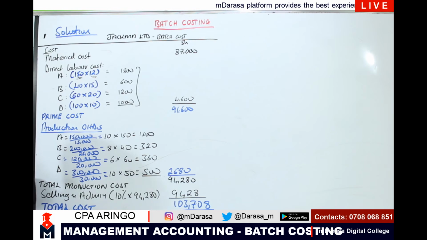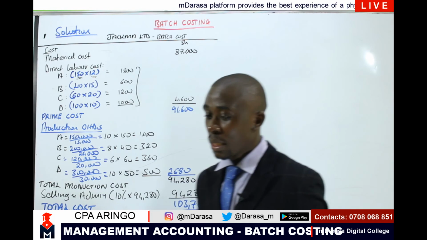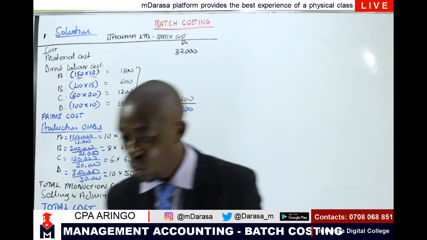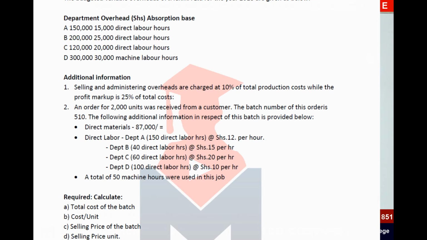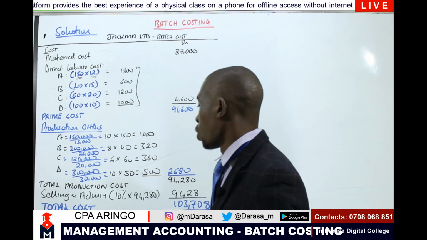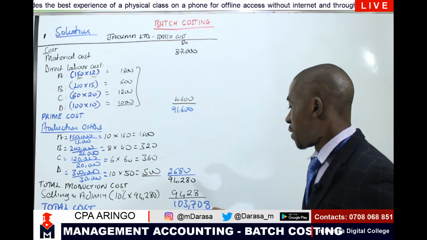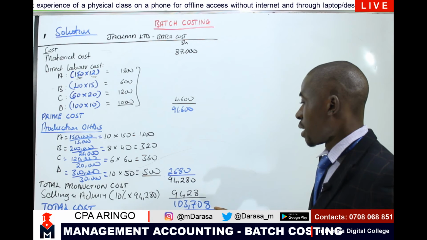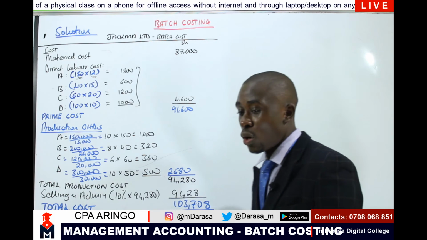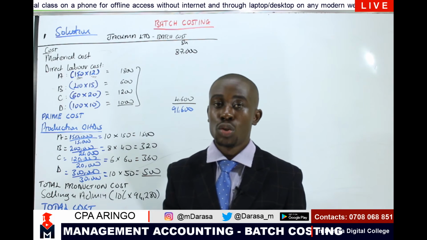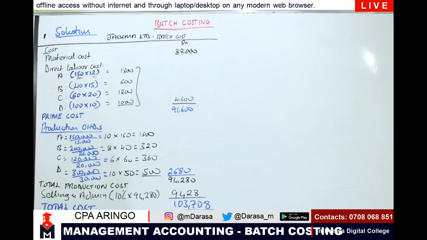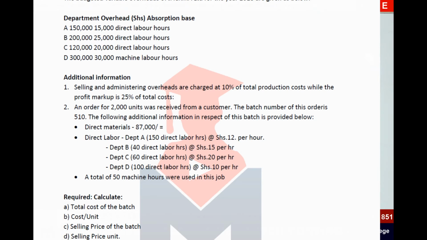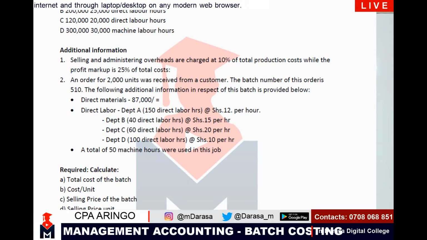And what will be our production cost? My production cost in this case, I should be having 91,600 plus 2,680. So I'm having 94,280. This is our total production cost. So in this case, the examiner has told us that we need also to incorporate selling and administrative expenses.